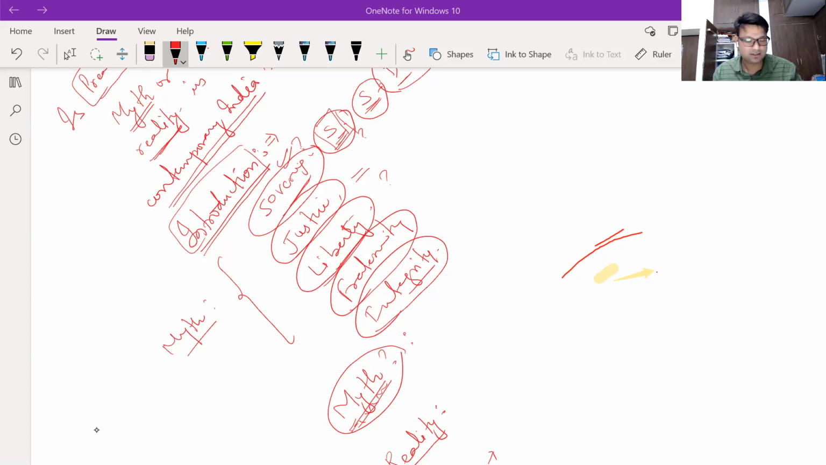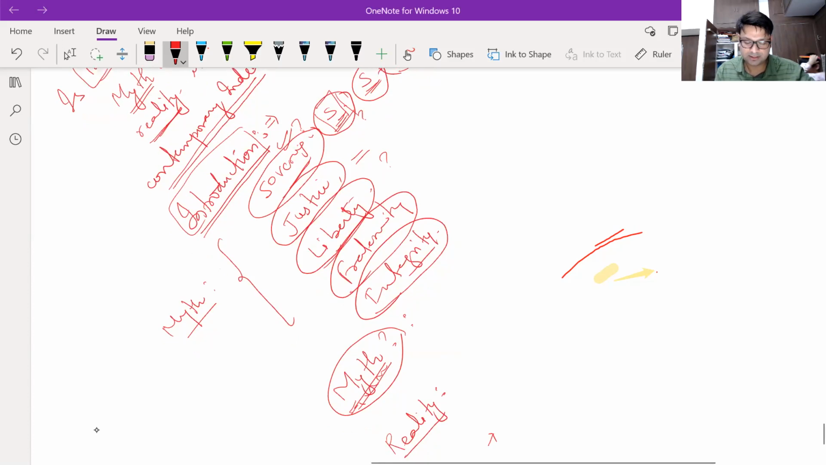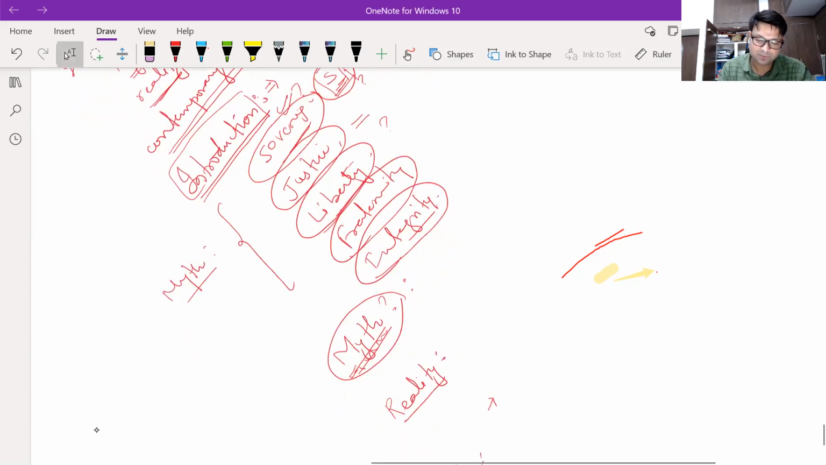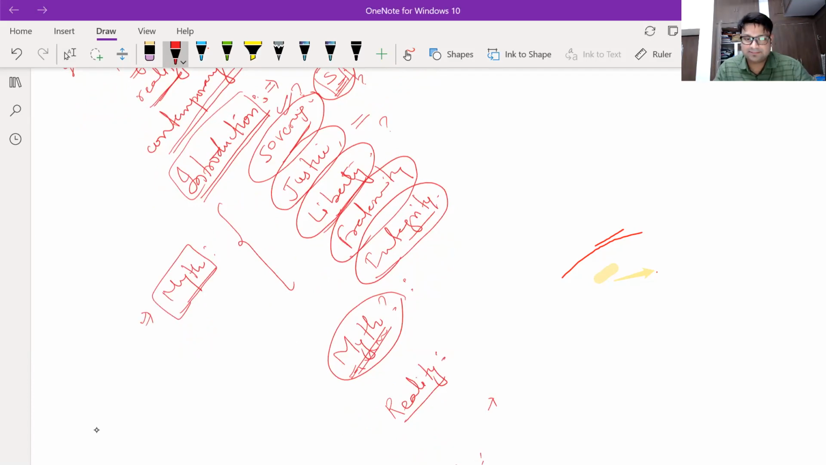Write that connecting line, whether it is a myth or not. So let us analyze the myth aspect. Okay, whether it is a myth or not.